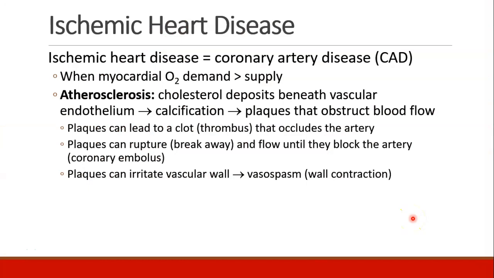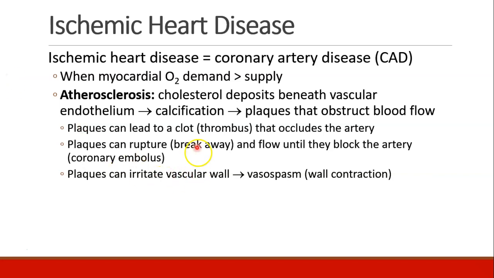We're going to talk about some pathophysiology now and start with ischemic heart disease, which is also called coronary artery disease. This happens when our myocardial oxygen demand exceeds the supply. Usually we're talking about patients with atherosclerosis, which is deposits of cholesterol underneath the vascular endothelium. The cholesterol starts to calcify, it leads to plaques, and these plaques obstruct blood flow.